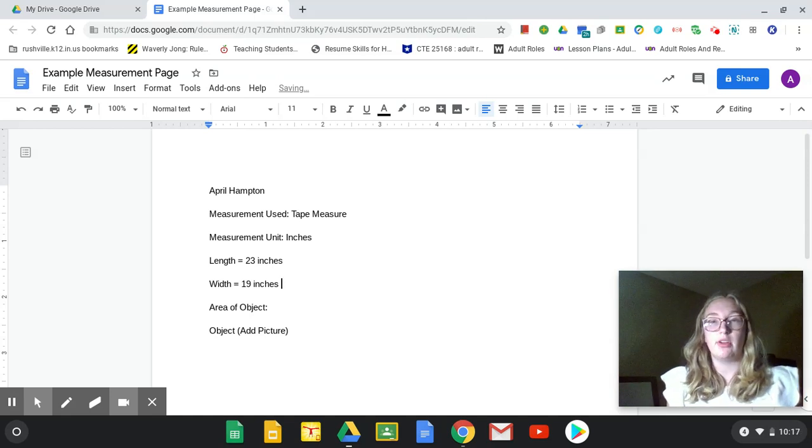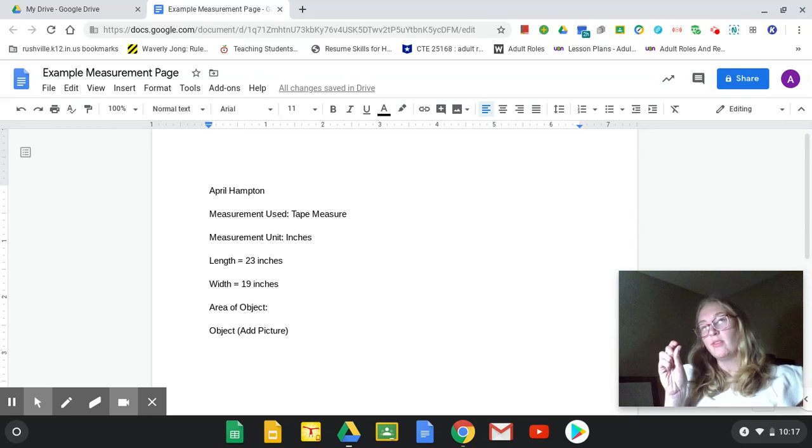Now, when you're measuring, if something is very close to the next inch, you may round up. But if you have, let's say, 19 and a half, you would write it as 19.5 inches. Or if you have 19 and 3/4, you would write 19.75. But if it's just a little off, I would recommend rounding up, just in case that may help you.